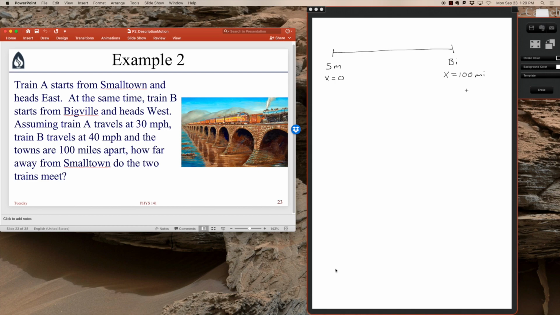Now, I know that train A starts out at small town. So there's train A. It starts at small town and it heads towards Bigville. And train B starts out at Bigville and it heads towards small town. And at some point, the two trains are going to meet up with each other.